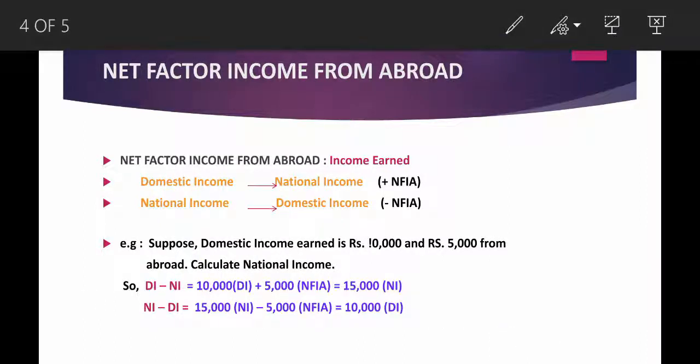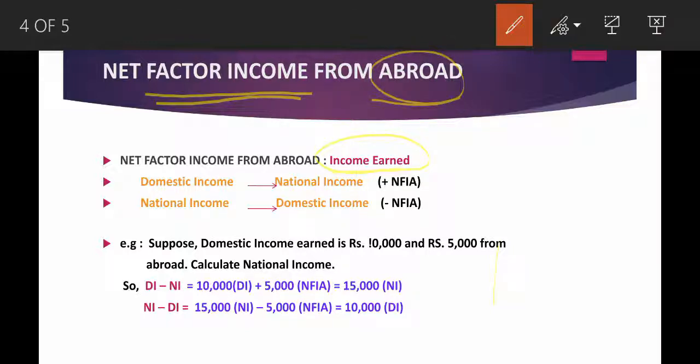Now here, what we say is net factor income from abroad. As far as net factor income from abroad is concerned, factor income is that income which we have already discussed. We call it earned income, when you have provided your services and in return receive income in monetary terms, that you call factor income. Now this factor income is generated from abroad, right? What are you going to do with it?